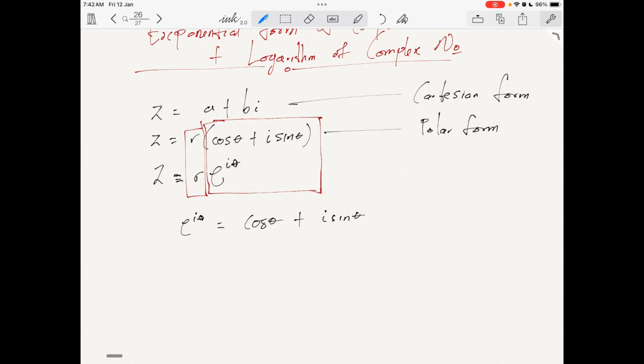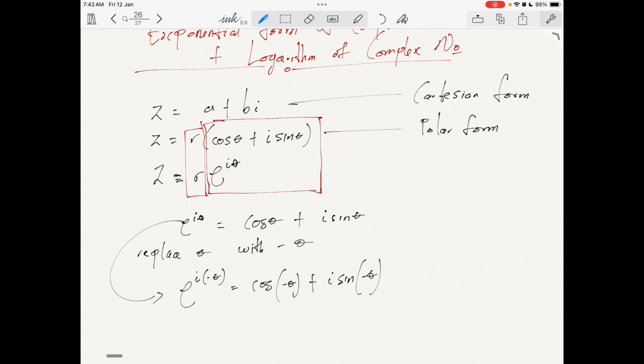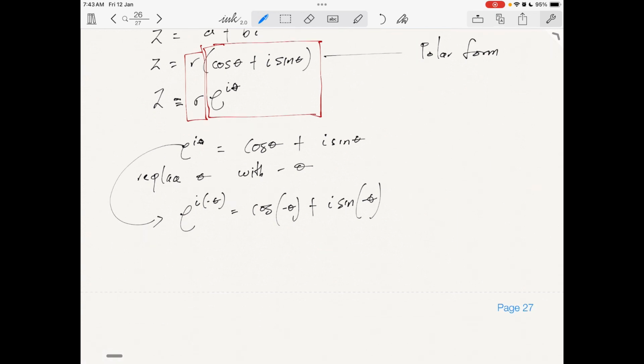However, what if we have a negative theta? Okay, what if we have a negative theta? So let's say when theta is minus theta, or perhaps we say replace theta with minus theta. So we have e^(i(minus theta)) equal to cos, wherever we see theta, we replace it with minus theta, plus i sine of minus theta. Now this takes us back to trigonometry, where cos of minus theta is equal to cos theta, and sine of minus theta is equal to minus sine theta.